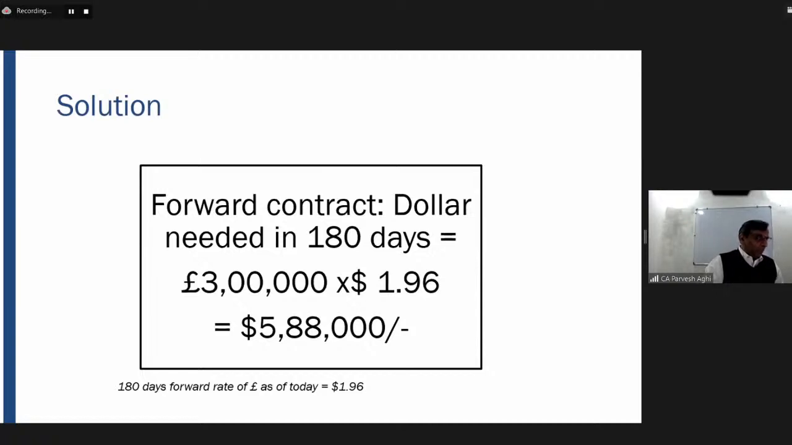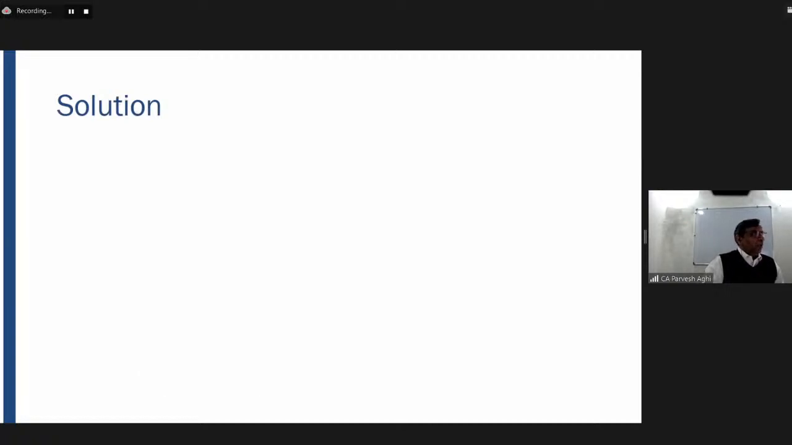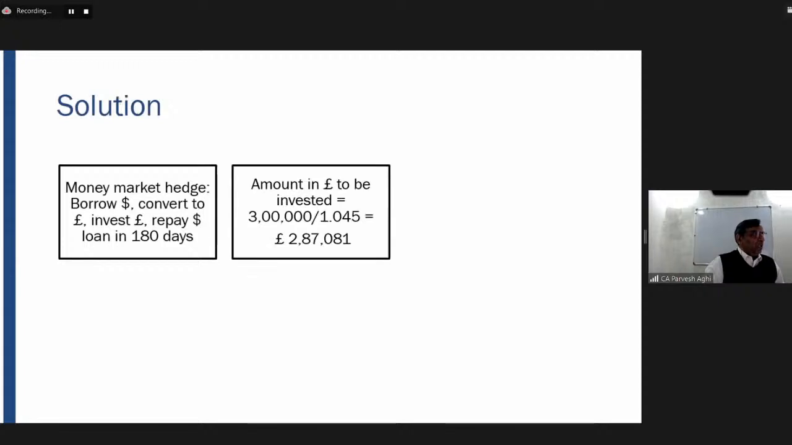We simply multiply and calculate the total outflow. As far as the money market hedge, basically it is like first borrowing the money in the home currency, then converting the money into the foreign currency and investing there. The money grows to pay off the liability, and ultimately whatever you pay for the loan in your own currency becomes your total outflow.